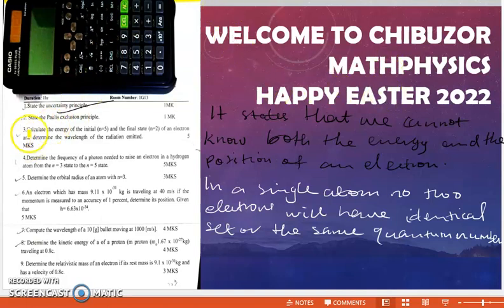Question number 3 tells us to calculate the energy of the initial state and that of the final state and determine the wavelength of the radiation that is emitted. Stay tuned and enjoy these computations.